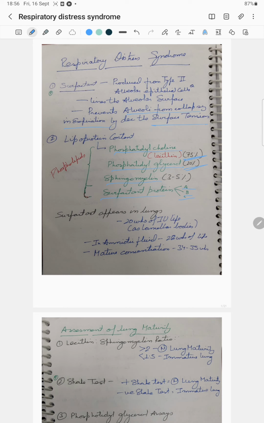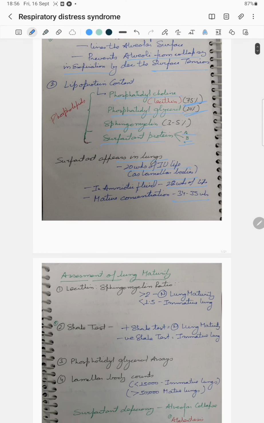Now, when does surfactant appear in the lungs? It appears during the 20th week of life. Firstly, it appears as a lamellar body. In amniotic fluid we can see it at 28 weeks of life, and mature surfactant concentration appears in the lungs during 34 to 35 weeks of life.